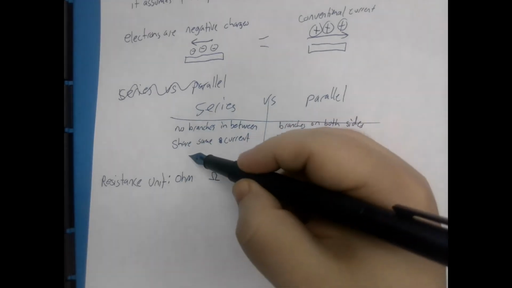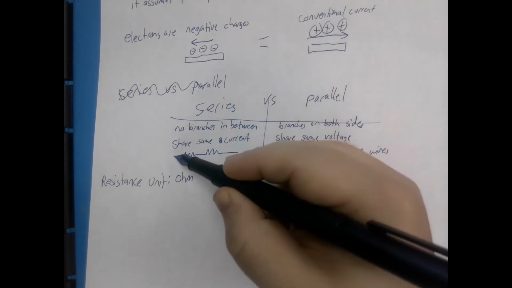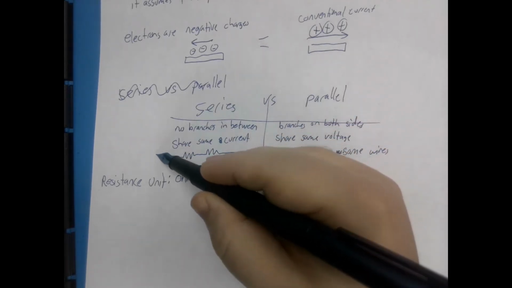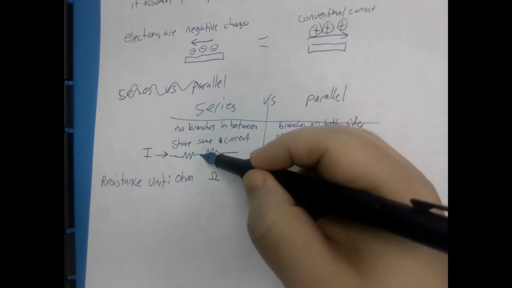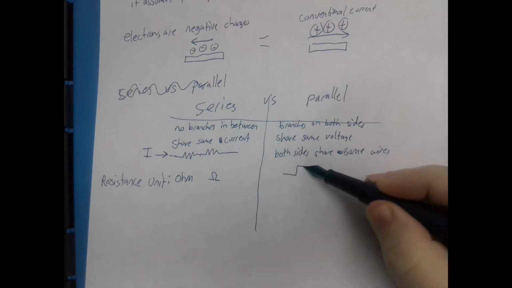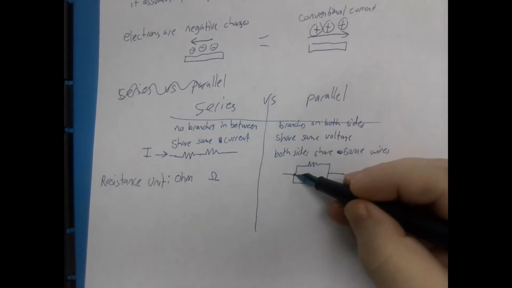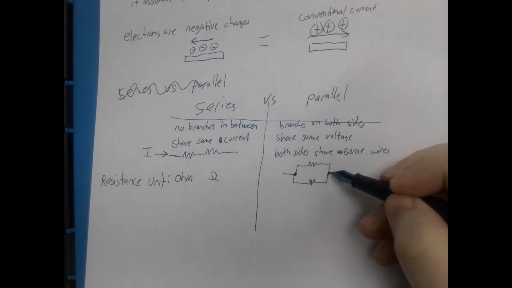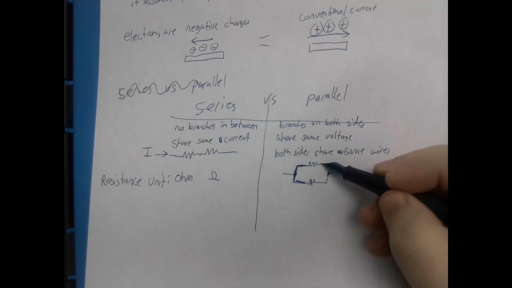So an example of series is also like this. We can see that if current were to come in, it would go through both without any deviation in the middle. Parallel looks like this. We can see that there's a branch at this point and this point, and we can connect them up using the same set of wires.